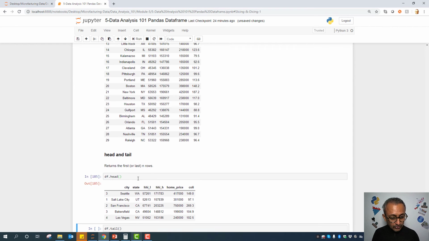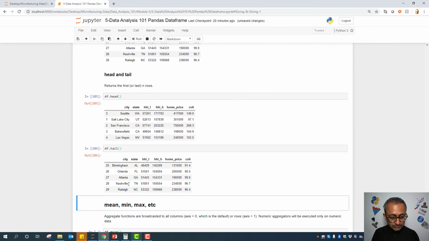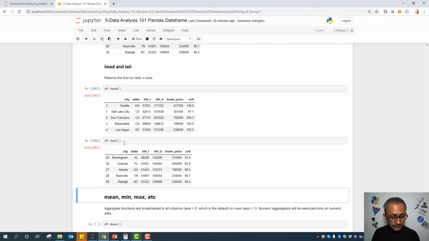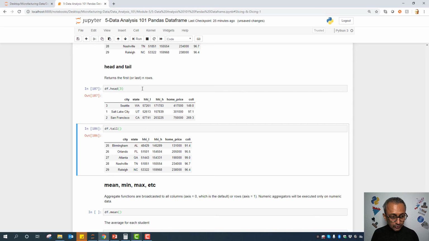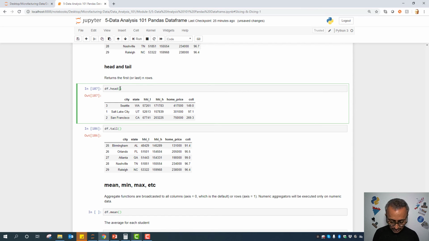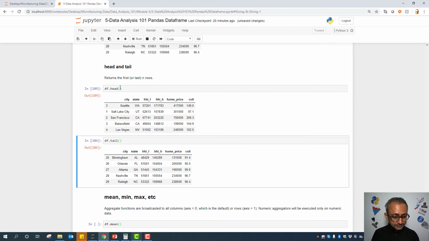Head, we have done that before. No value is going to give you the top 5 rows. No value for tail is going to give you the bottom 5 rows, but if you pass an argument, say 3, it's going to give you only 3 rows. If you pass an argument of 10, it's going to give you 10 rows. Okay, so no surprise there.